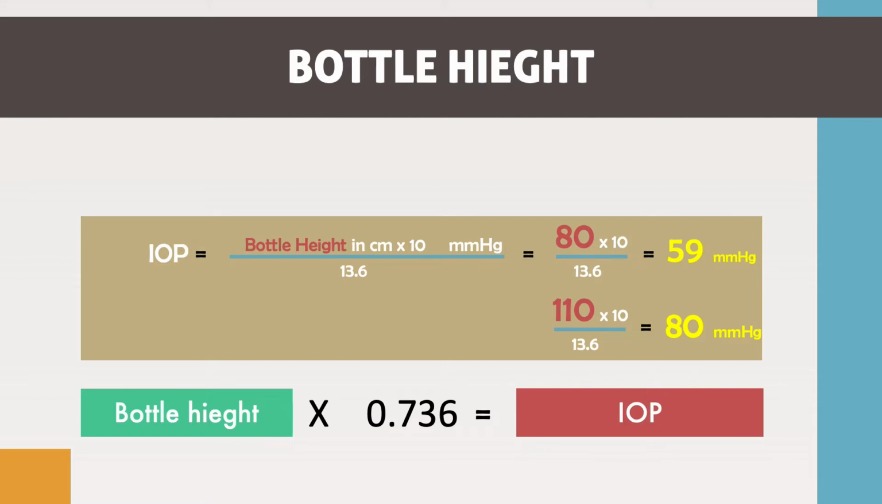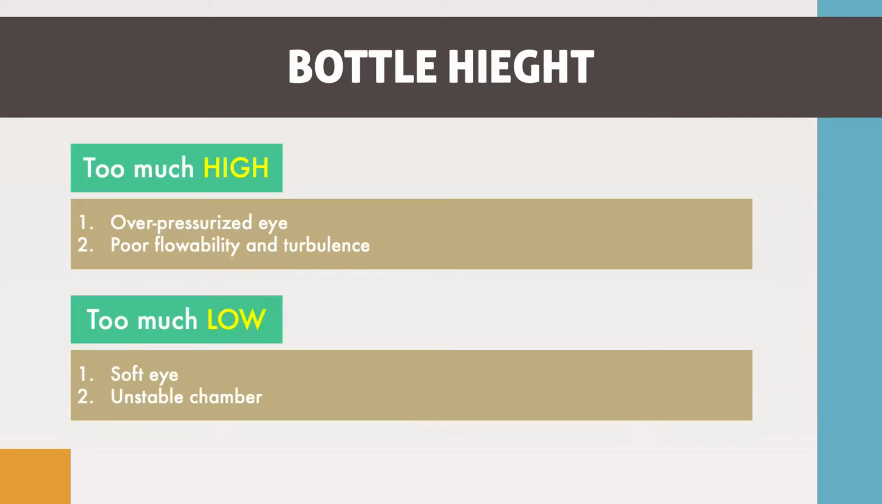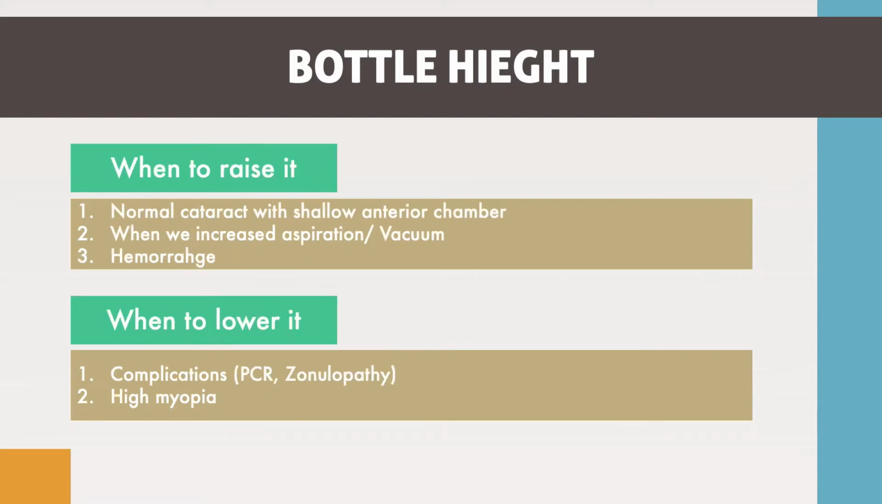So we can calculate it roughly by multiplying the bottle height by 0.736. If the bottle height is too high, it results in two things: an overpressurized eye and poor flowability, because it will result in turbulence inside the eye and it will push the nucleus away from the phaco handpiece. So it will work against the aspiration flow rate. And if the bottle is too low, the eye becomes soft and the AC becomes unstable with significant surge, and we will talk about the surge later on.